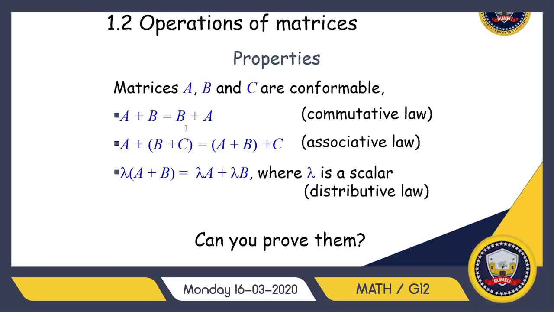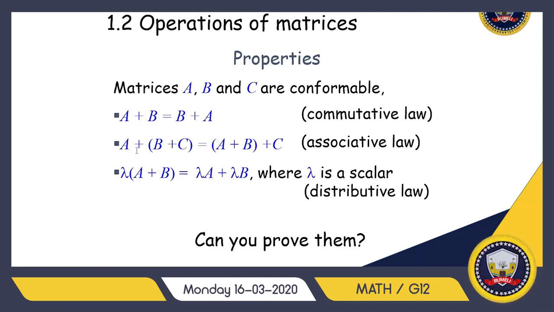Now let's talk about the properties of these operations. Let's say we have three matrices A, B, and C, and those matrices are conformable. This means they have the same order for addition and subtraction. A plus B equals B plus A. Why? Because we can use the commutative law. This means the order of the addition is not important, so we can add A to B, which equals B plus A.